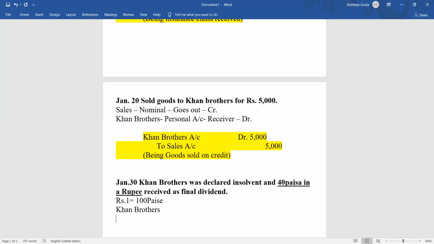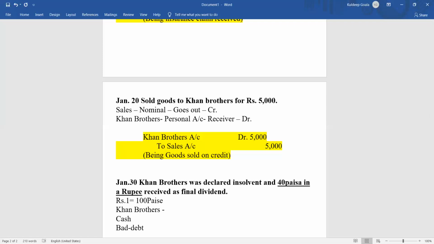Okay, so let's see that it is 40 paisa in a rupee. That means only 40 paisa I will receive. So cash will be only 40 paisa, right? We'll find out the amount later. And the remaining 60 paisa I'm not going to receive anymore. So that is my bad debt. Meaning the money that will not be received; it is finished, spoiled, bad debt.